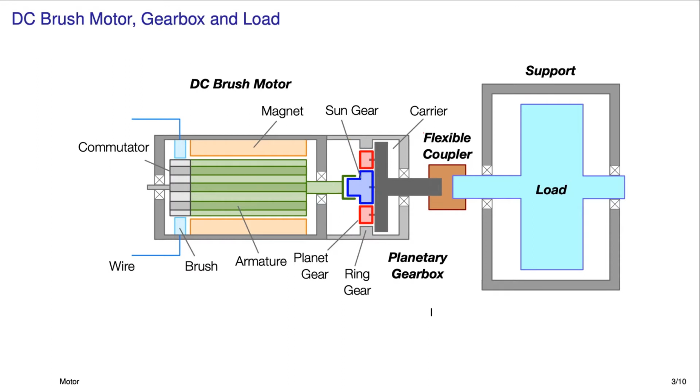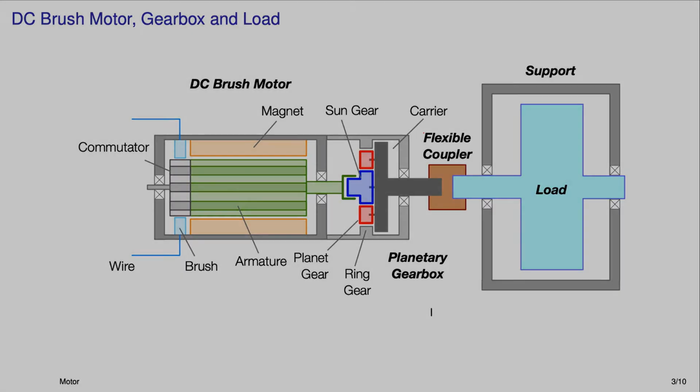And if you look real close, you can see these little tiny pins, which just means that those gears are attached to the carrier, which is kind of the business end of the gearbox. And that's what is attached via the flexible coupler to the load. So now that we've seen a pictorial view of the inside of a motor and gearbox, let's look at a real one.